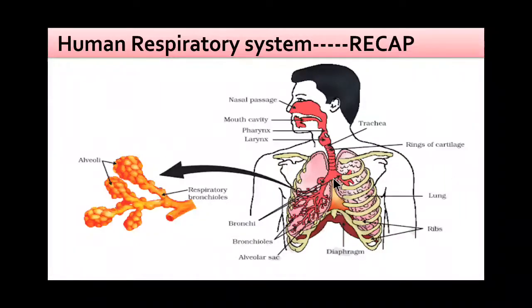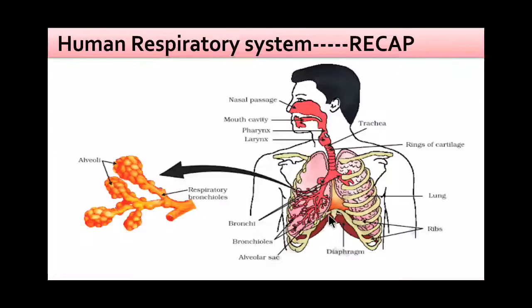divides into two main bronchi. One major bronchus enters the right lung and the other enters the left lung. Okay, and the trachea has cartilaginous rings to prevent it from collapsing in between breaths. Now, the lungs lie in the thoracic cavity on the side of the heart, and the thoracic cavity is separated from the abdominal cavity by a muscular partition known as the diaphragm, and then each lung is enclosed in two membranes, that is the pleural membrane.